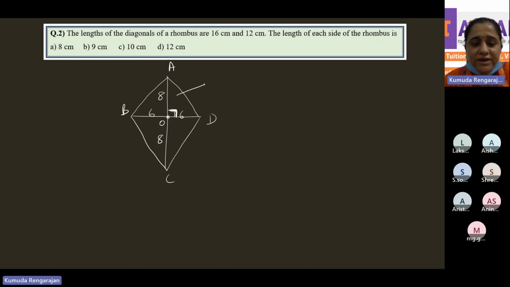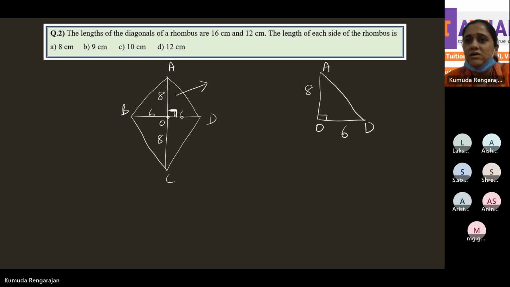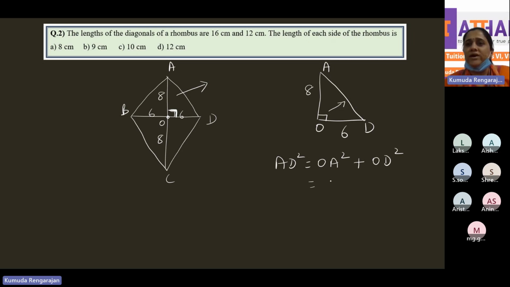So now take up this triangle, which is called AOD, wherein this is the right angle. So it's a right triangle. 8, 6. Pythagoras theorem. Hypotenuse. AD square is equal to what? OA square or AO square, both are same, plus OD square. What is the length of OA? 8. 8 square plus OD, 6 square.